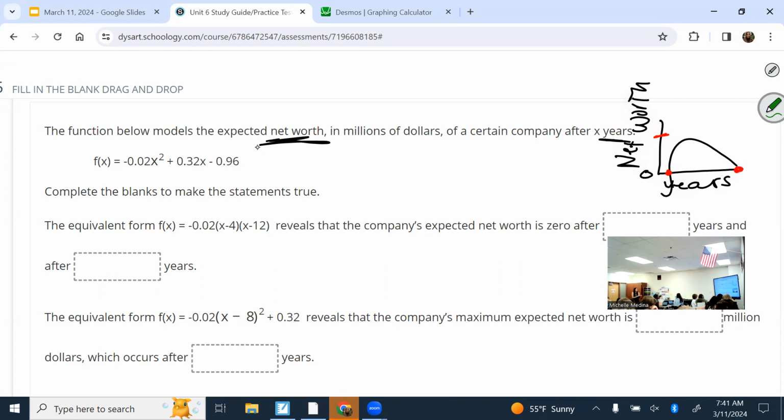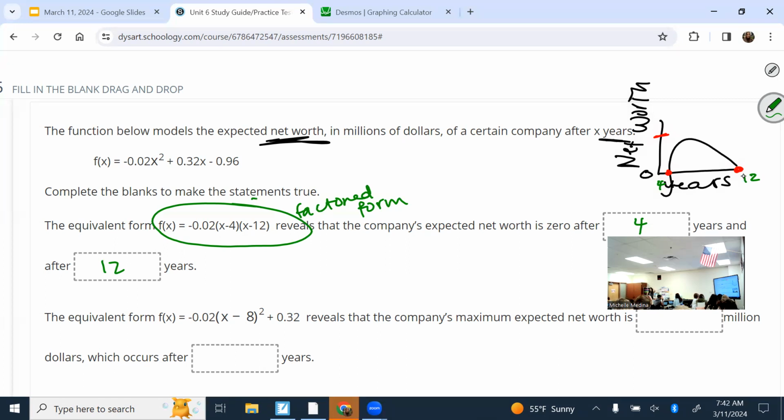Or you can look at this form that they gave you. What form did they give you? They gave me factor form, and we learned that in factor form, it's really easy to identify the zeros. What are my zeros going to be? 4 and 12. But again, you could graph it and see where it touches. You just kind of have to use your common sense. If my y values are for net worth, where is it 0? There's 2 places that it's 0, at the x values of 4 and 12.